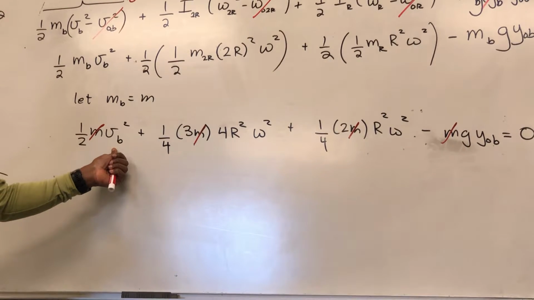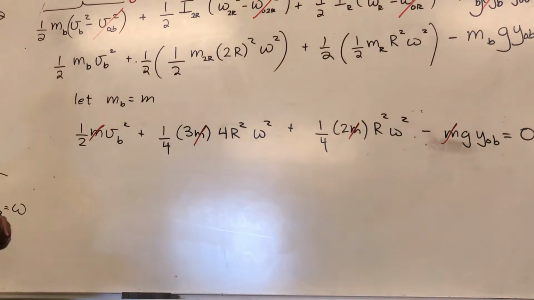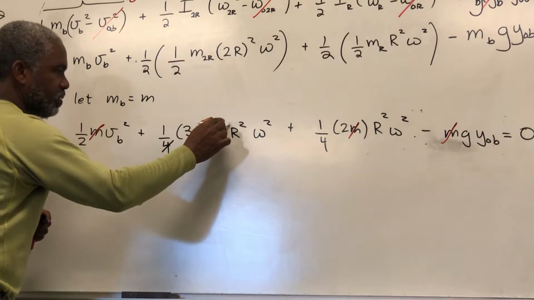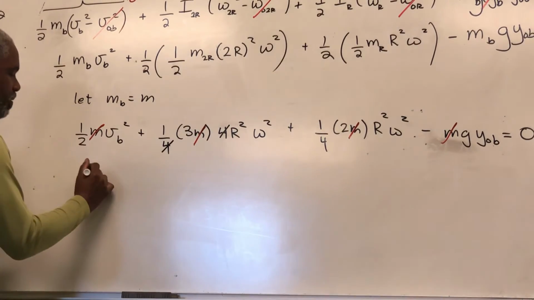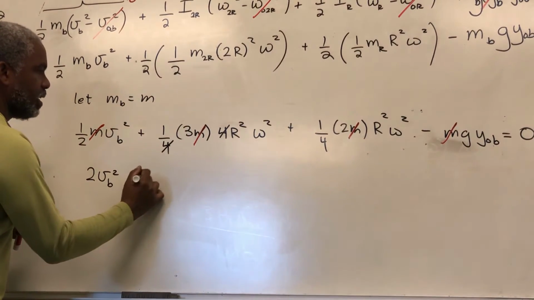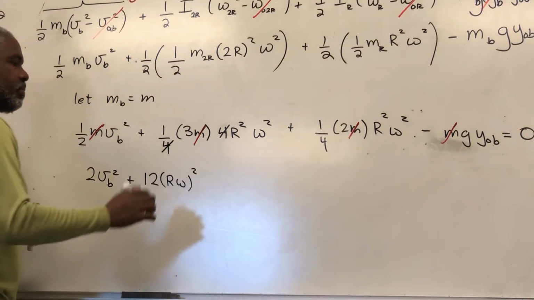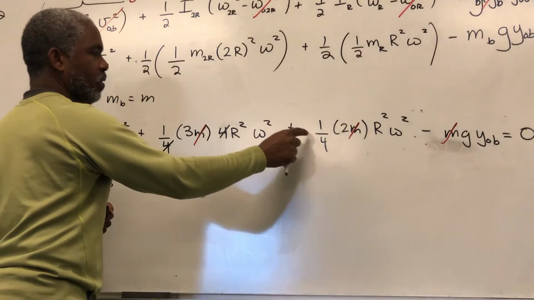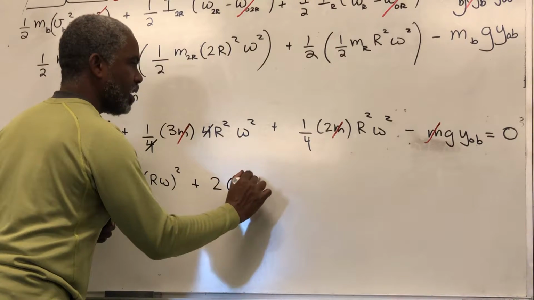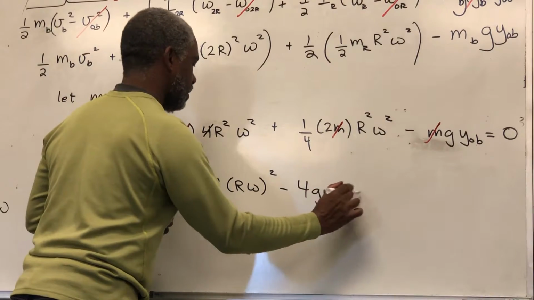Our goal is to find final speed. I see I have 4 as a denominator, so I'll just multiply through everything by 4. Well, that cancels with that. That's nice. So when I multiply through everything by 4, that's a 2VB squared. 4 times 3 is 12R omega squared. And then we have 4 times this is 4, so that is 2R omega squared minus 4G y naught b is equal to 0.